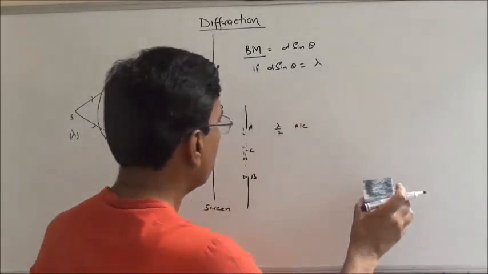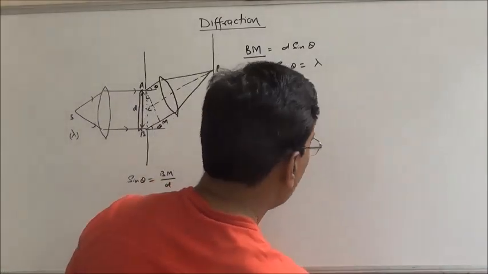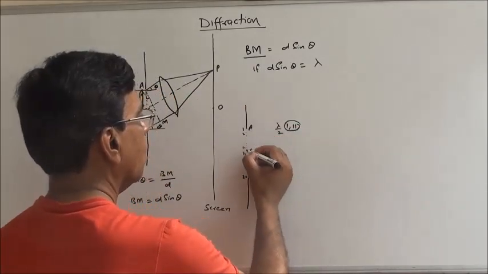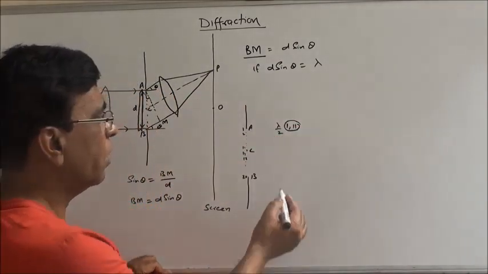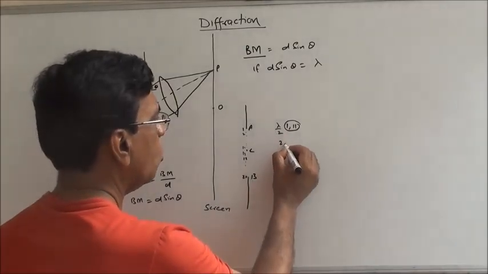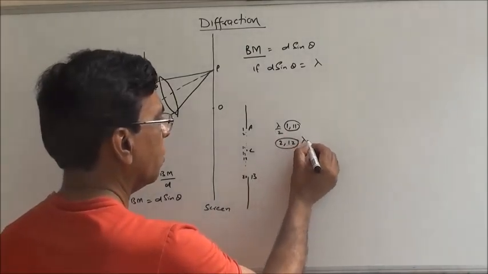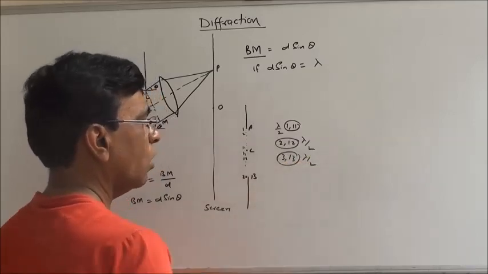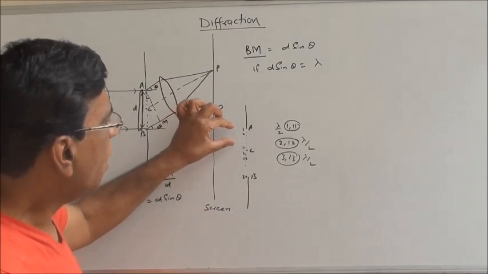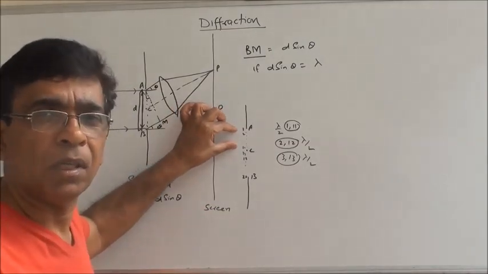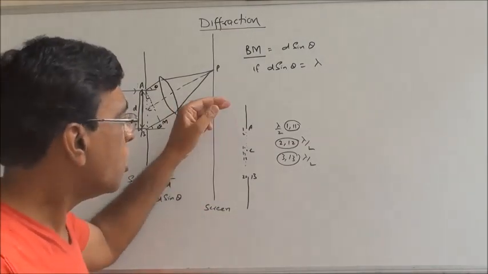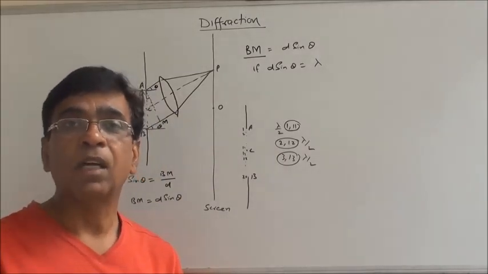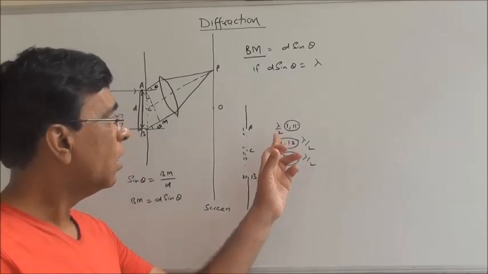So, 1 and 11, they have a path difference of lambda by 2. Similarly, 2 and 12 have a path difference of lambda by 2. 3 and 13 have a path difference of lambda by 2. What I want to say is, every secondary wavelet in the upper half has a corresponding secondary wavelet in the lower half such that the path difference is lambda by 2.